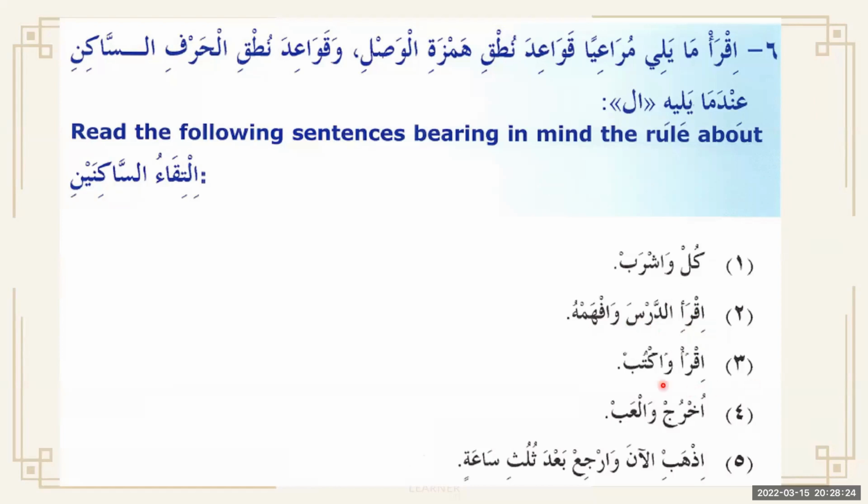Iqra waktub. Now this is the common thing. You have been seeing this from book 1 in the exercises. The author always writes that. Iqra waktub. Read and write. Okay, good. Ukhruj wal'ab. What is the meaning of this? Ukhruj wal'ab.